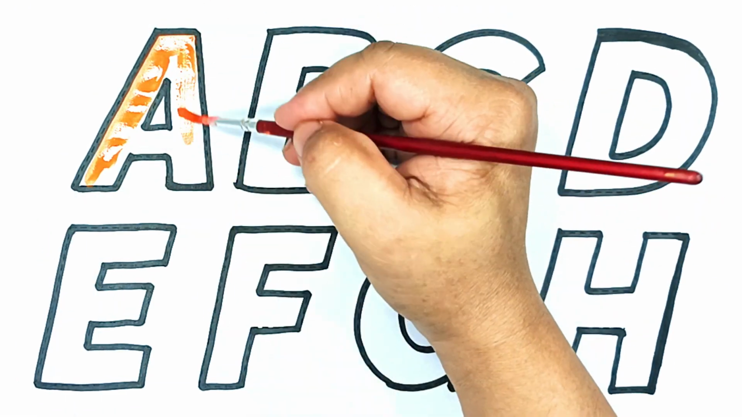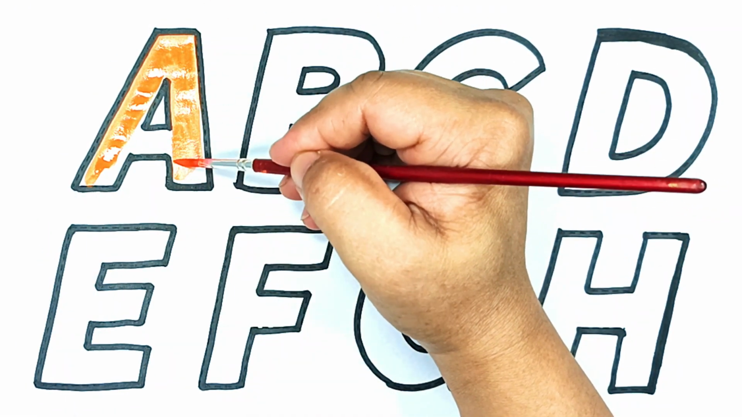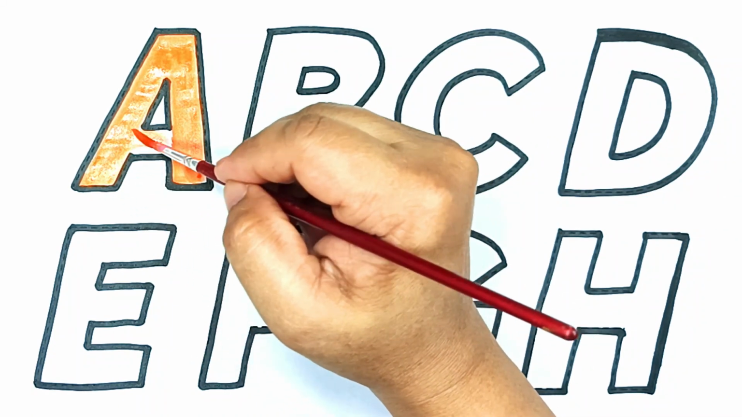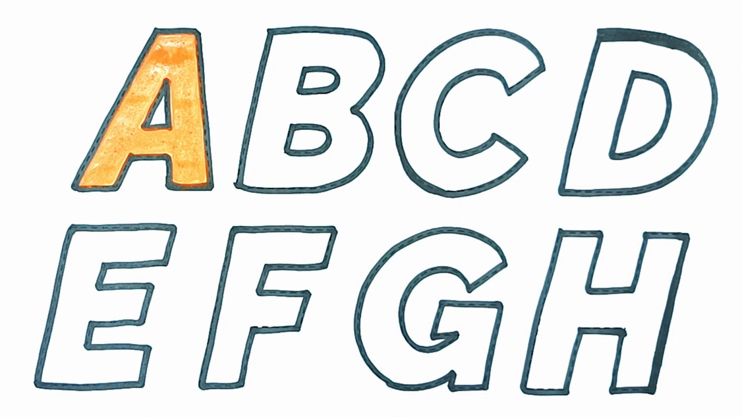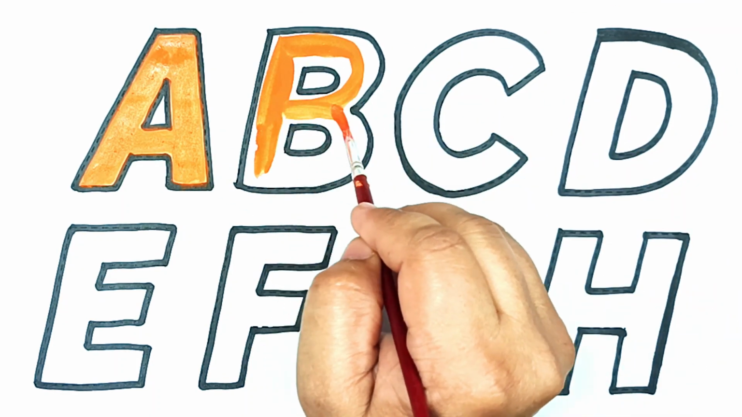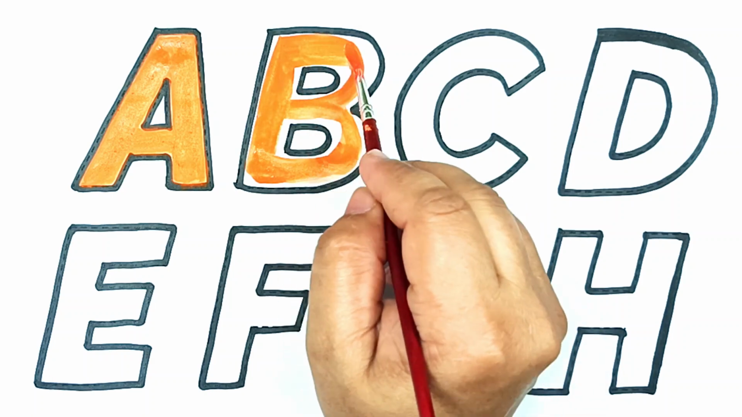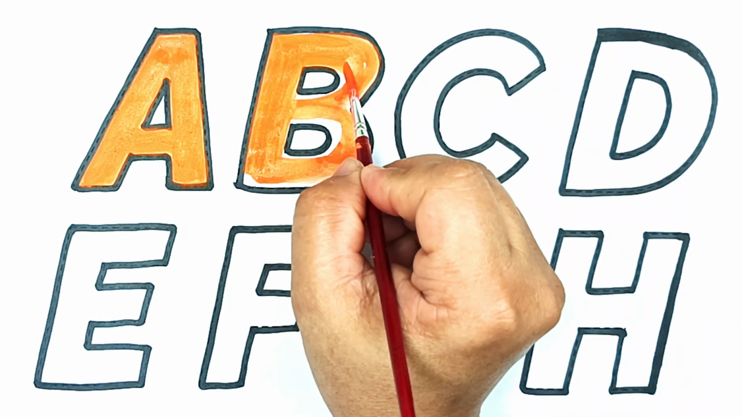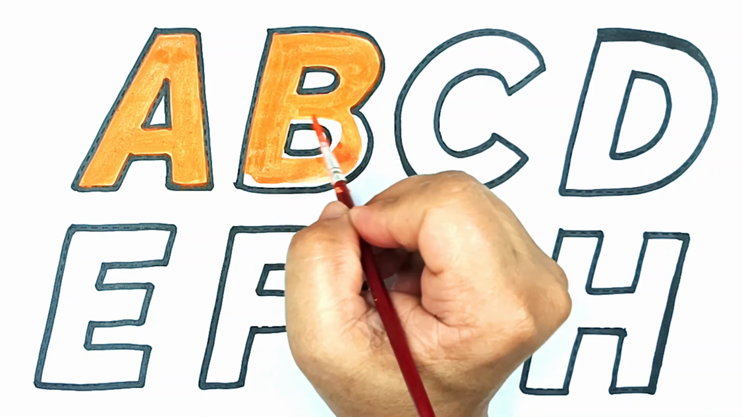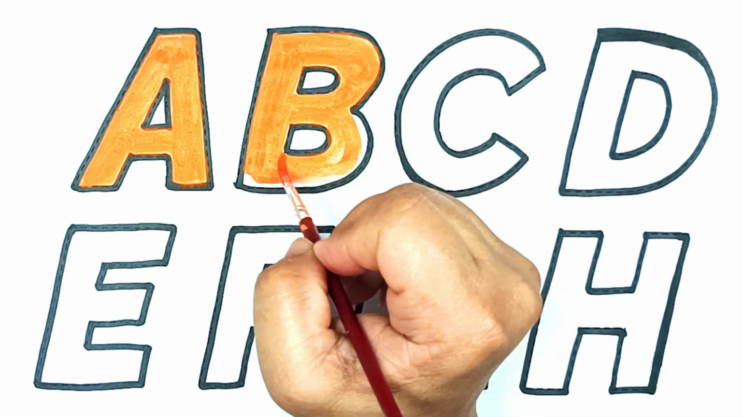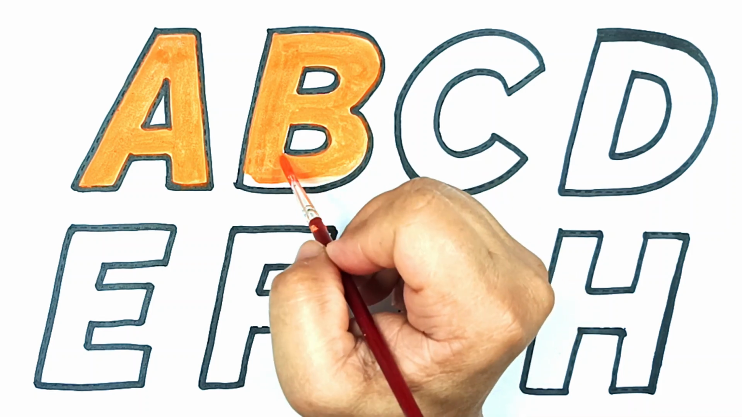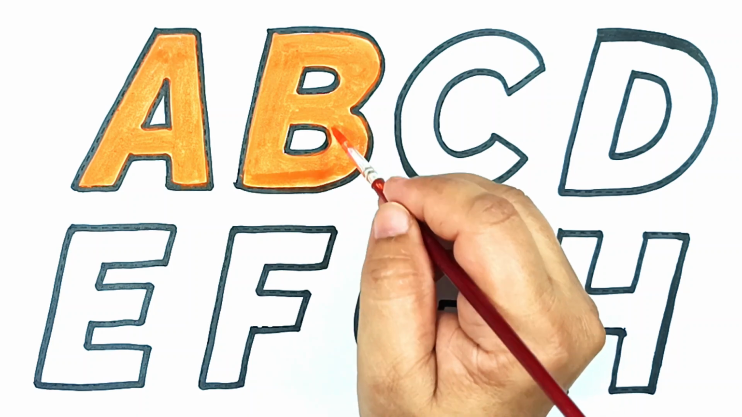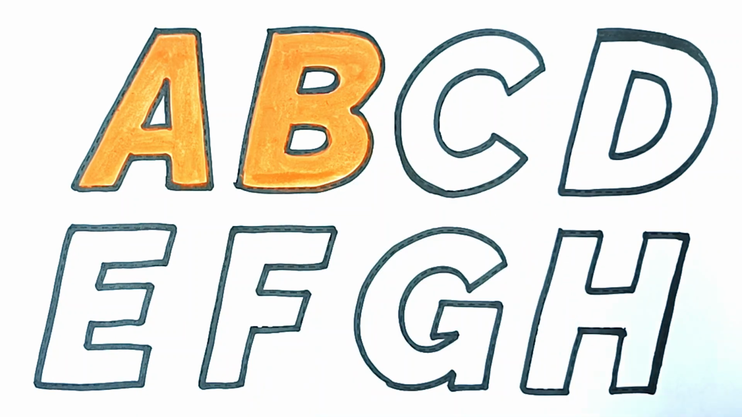A is for apple. A is for ant. A is for antlers, on top of a deer. B is for ball. B is for bat. B is for banjo, it's loud and it's clear.